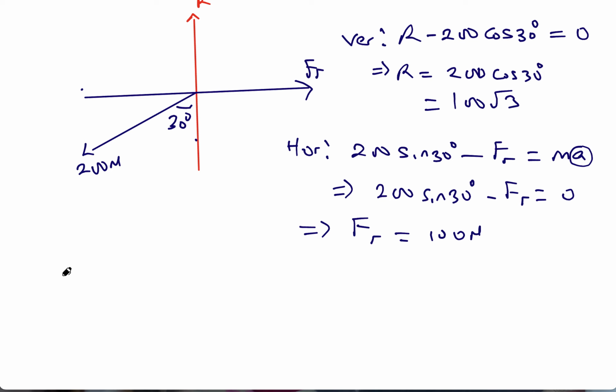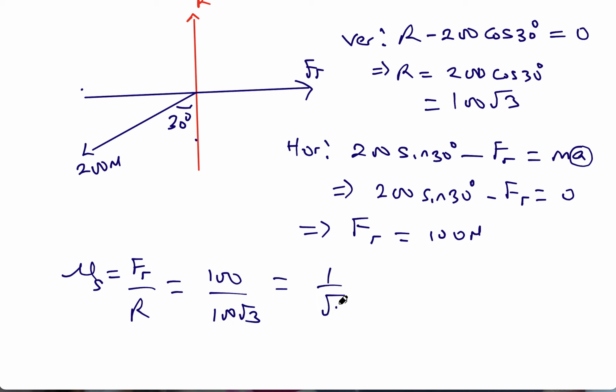Finally, the coefficient of static friction will be the ratio of the frictional force to the normal reaction. The frictional force is 100, and the normal reaction is 100 root 3. So this will be equal to 1 over root 3. And that will be the coefficient of static friction. If you like, you can rationalize this. That will give us root 3 divided by 3. Any of this will go.